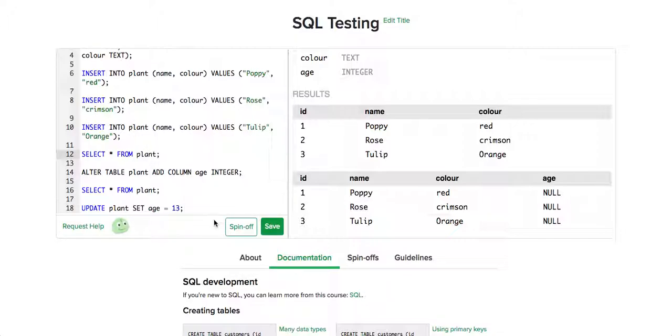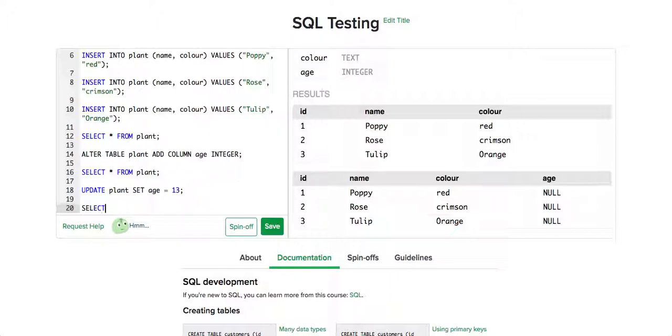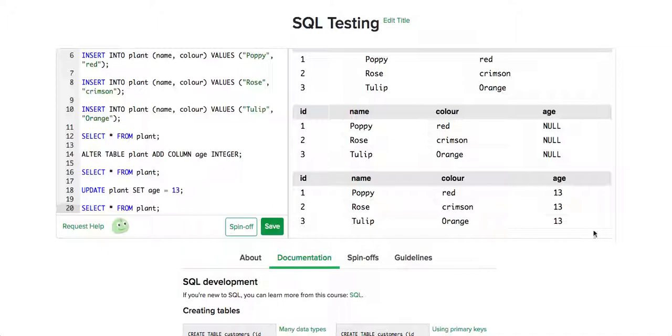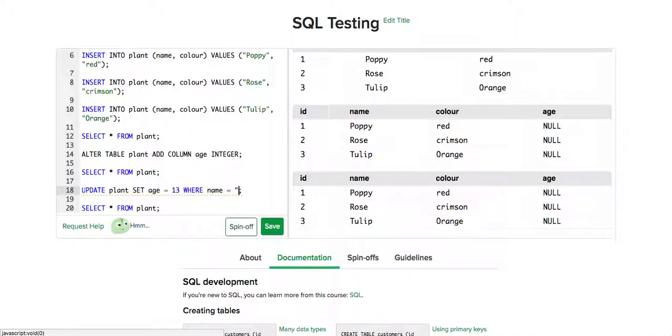So now what we've done is, if we select from plant, we can see that every single age is now 13 because we set age equals 13. But we only want the rose's age to be 13. So what we can do is we can do a number of things. We can do where name equals rose. As you see, that works because the name is rose.